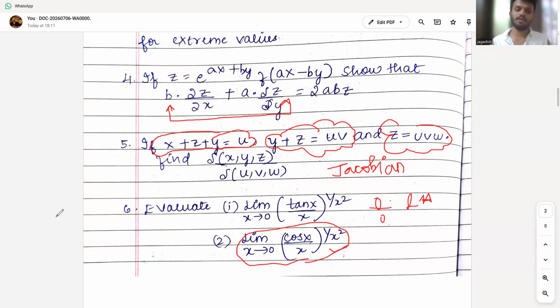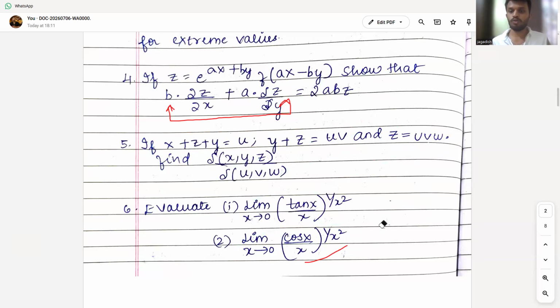These problems are important for your second module. To summarize module 2, you should know how to solve problems based on Taylor series, Maclaurin series, the Jacobian, partial derivatives, and the L'Hospital rule concept, to score good marks. So coming to module 3.